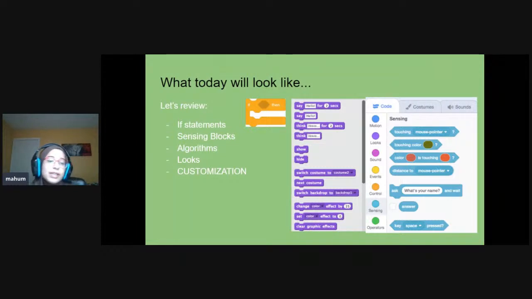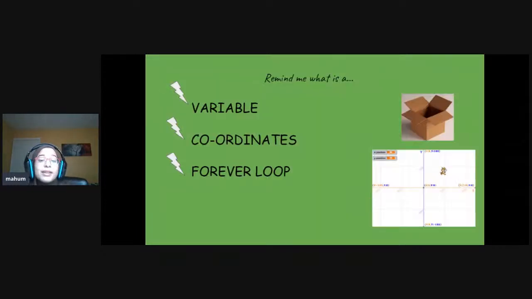All right, so today we're going to talk a little bit more about if statements. We're going to do a review of that. We're going to talk about the sensing blocks in coding, algorithms. We'll talk about the looks section in coding, as well as customization and how that works. So today's game will use customization of the sprites. So you do want to make sure you understand that part because that's going to be very helpful and useful in today's game.